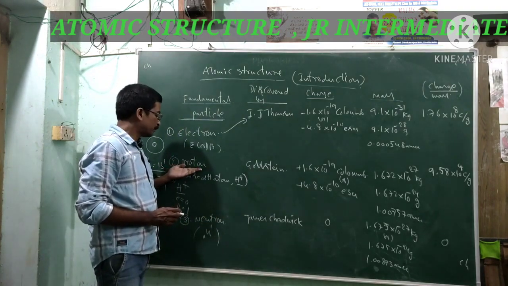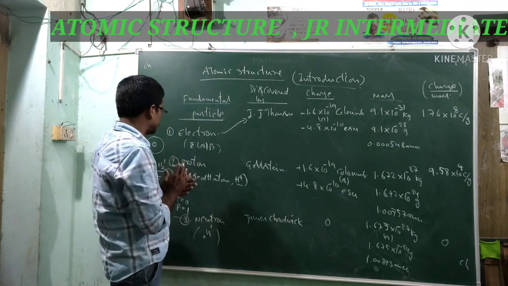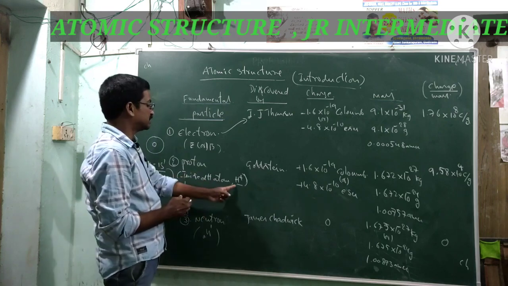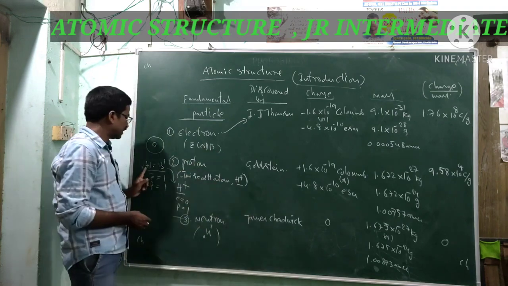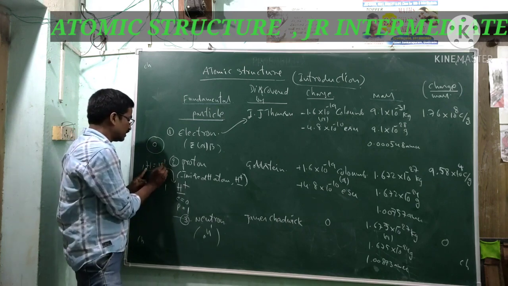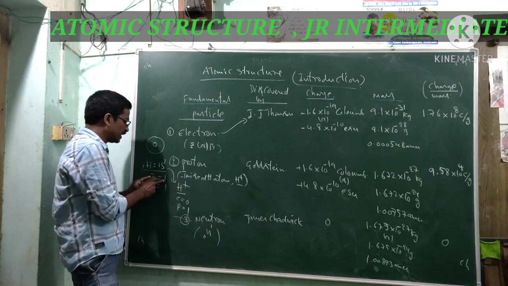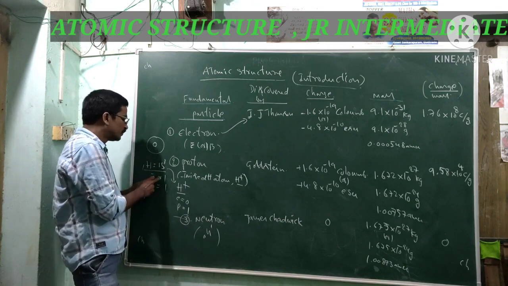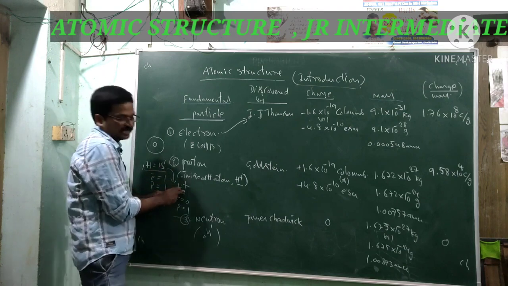The next fundamental particle is the proton. What is the meaning of proton? A proton is an ionized hydrogen atom, represented as H+. We know the hydrogen atomic number is 1, represented by 1s1, which means hydrogen contains one electron and one proton. If you remove one electron from the hydrogen atom, you get the H+ ion.